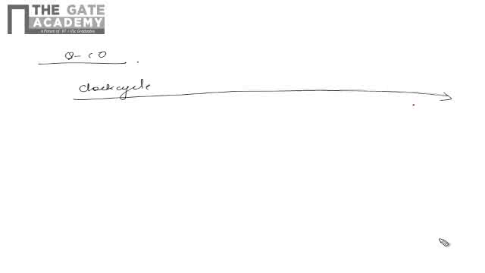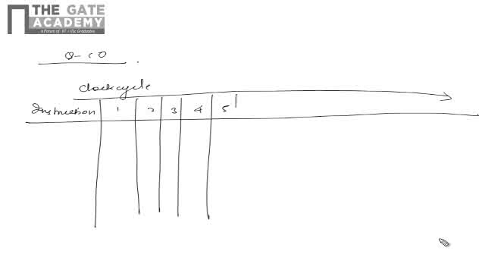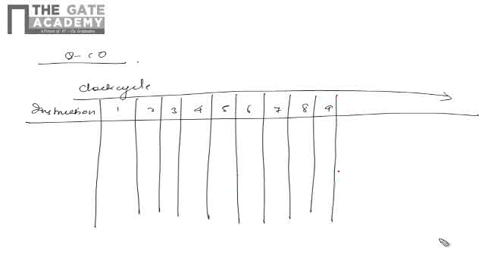The two parts are: at what clock cycle instruction I3 will complete its decoding, and at what clock cycle all instructions will be completed. For that you have to construct a table which contains the clock cycle on this side and the instruction on this side. I don't know how many cycles it will take, so let's say I have kept 9 cycles to start with. This is the clock cycle, and this is the instruction part.